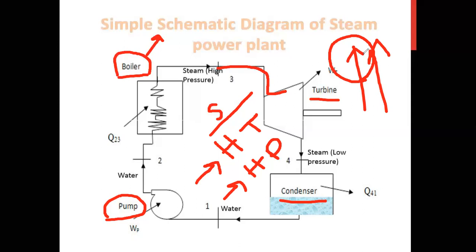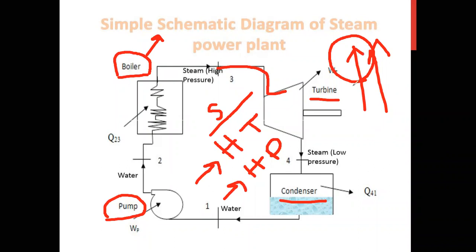There are so many things connected with the power plant. One is the turbine, one is the boiler, another is the pump, and also the condenser. These are the main four parts, but there are many other things also available in the steam power plant. We will see them one by one.